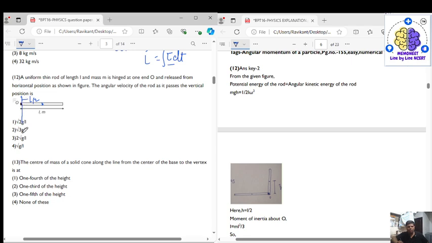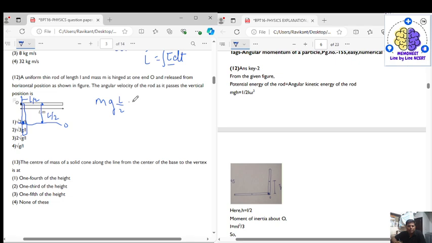So at this position it is having some potential energy. When it comes to the vertical position, L by 2 will be here. So L by 2 has come from this point to this point, and this distance is nothing but L by 2. So there is a change in potential energy. If we consider this point to be the ground level, potential energy here will be 0. So initially potential energy is equal to mg into h, which is L by 2. This is the potential energy at the height.